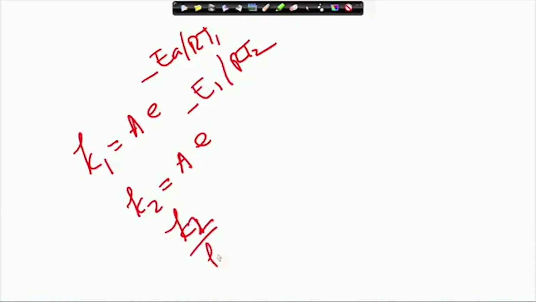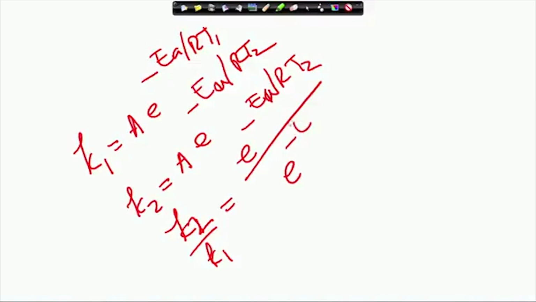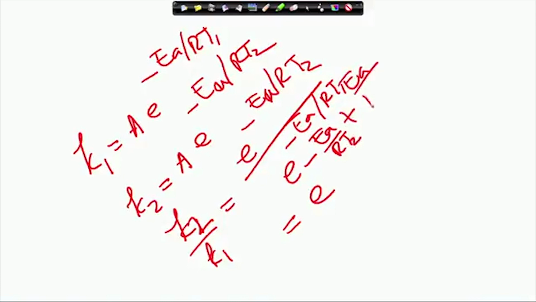k2 by k1, then what I can write is e to the power minus Ea by R T2 divided by e to the power minus Ea by R T1. So this is equal to e to the power minus Ea by R T2 plus Ea by R T1. Am I right? Then you can take it upward.